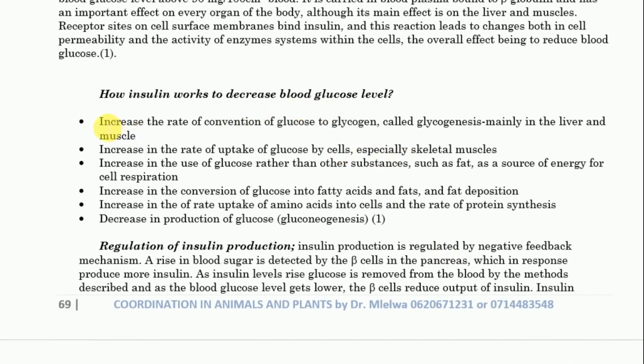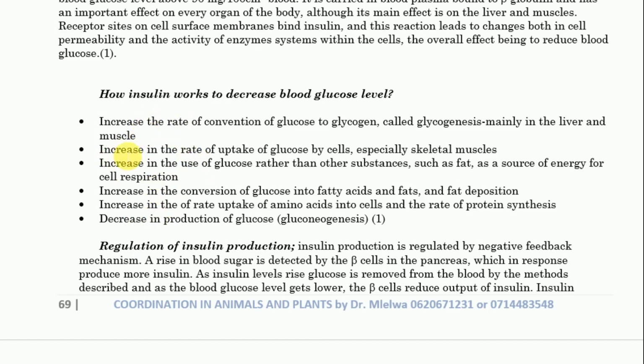So it uses different mechanisms. First, it increases the rate of conversion of glucose to glycogen, called glycogenesis, mainly in liver and muscles. This is known. Hii hata ulivyokuwa unasoma O-level ulikuwa unaifahamu. Lakini hizo mechanism nyingine, they are somehow as if they are not present, but these are written in the biological science book with the year.